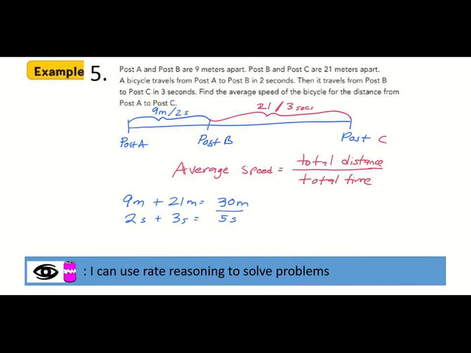So let's go ahead and plug this information into our formula. 30 is our total distance over 5, which is our total time. And our average speed is 6 meters per second. And that's traveling from post A to post C.